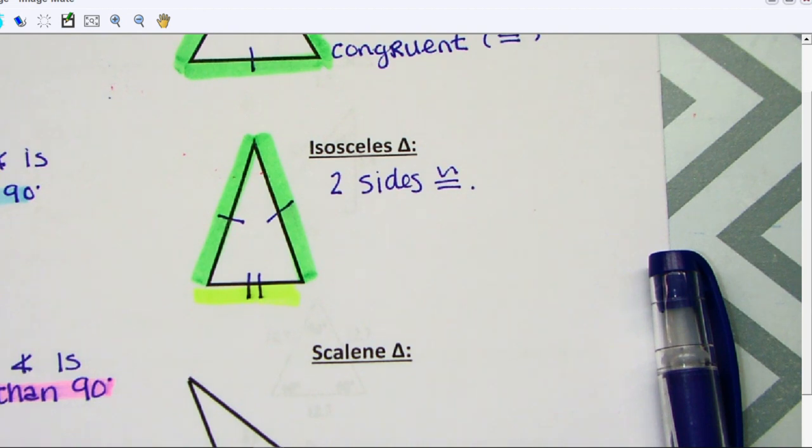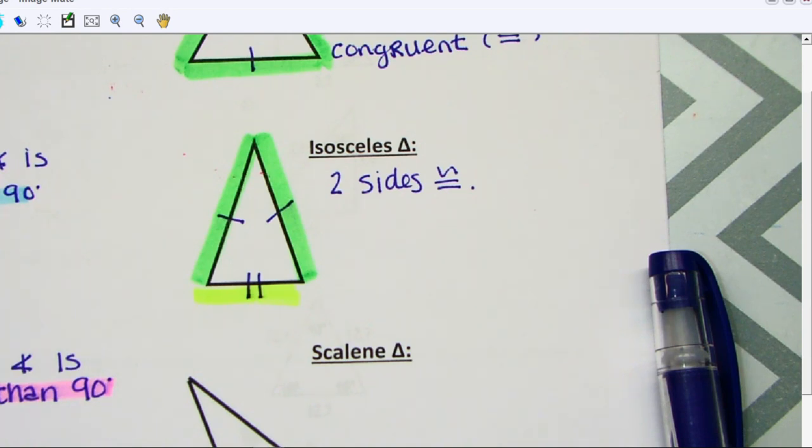Okay, so these words are a little tricky. They're hard to read. That word is spelled super weird, and if I talk and try to write it, I always misspell it. So isosceles triangles, two sides are congruent or equal. You can use the symbol or you can write the word.